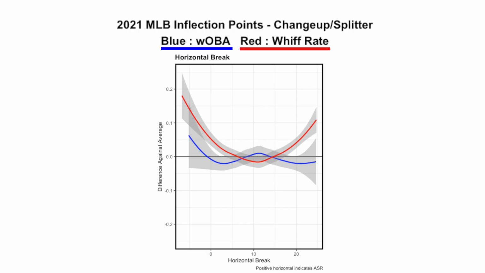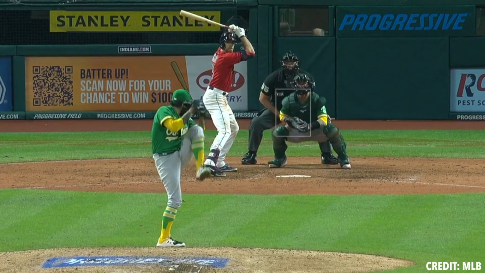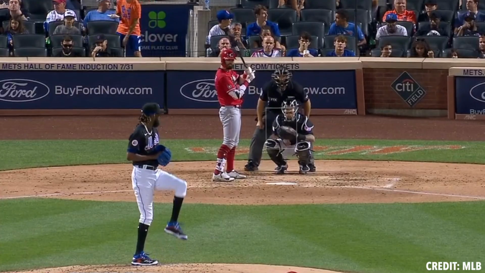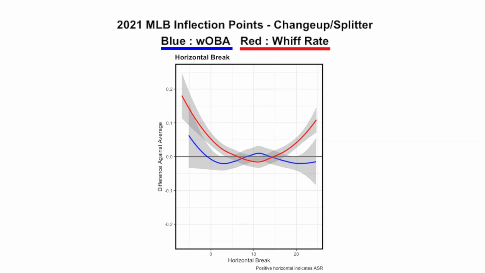Looking at horizontal break, you can see whiff rate go below average and wOBA go slightly above, right around 10 inches of horizontal. And basically what this is telling me is that if you're getting that fading changeup with a ton of arm side run, so pushing out 15 to 20 inches, you can get a lot of success there. And on the inverse, if you're throwing a splitter or maybe an incidental cut change, you can also have success that way.